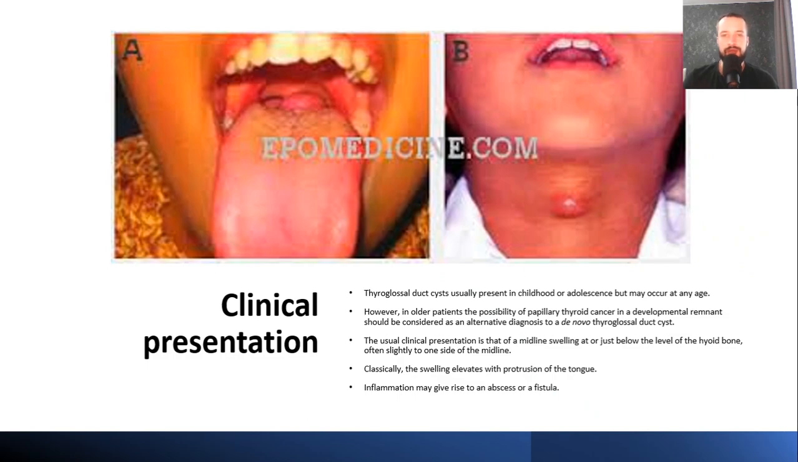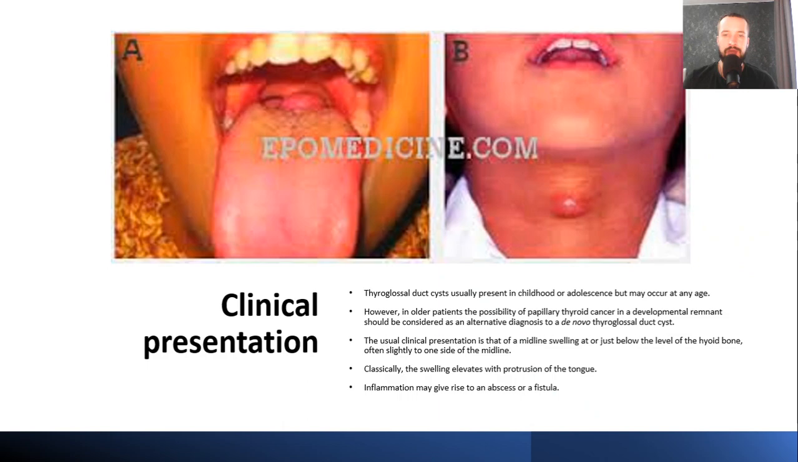Clinical presentation. Thyroglossal duct cyst usually presents in childhood or adolescence, but may occur at any age. However, in older patients, the possibility of papillary thyroid cancer in a developmental remnant should be considered as an alternative diagnosis to a de novo thyroglossal duct cyst.